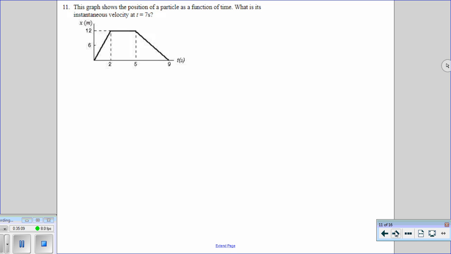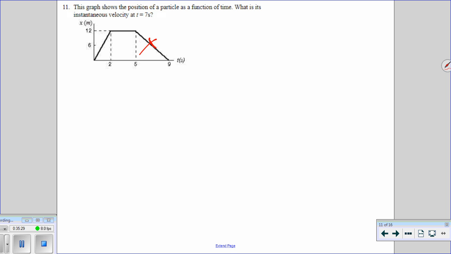11. I debated deleting this one, but it was just such a quick thing to really quickly get at, something you guys just struggled with. It wants to know the instantaneous velocity right here. So what do we do? Find the slope of the line. Why are we able to do that in this problem? Because it's a straight line.